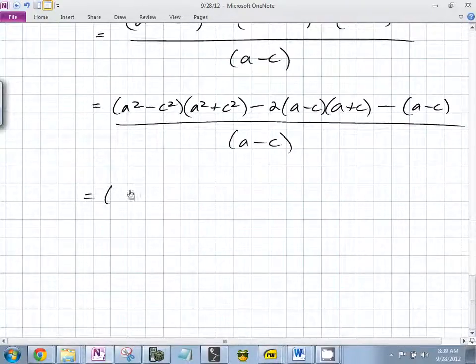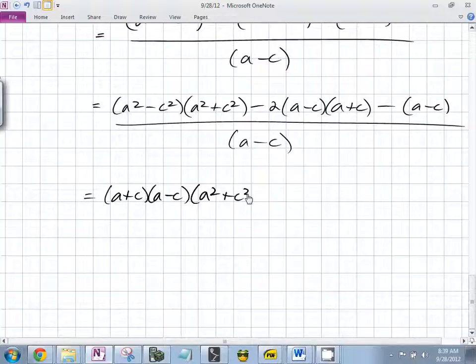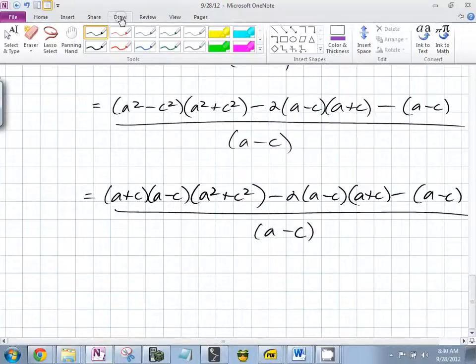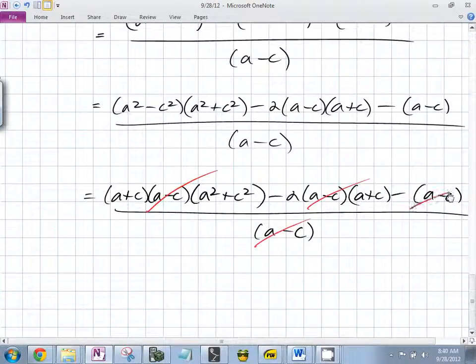So we have a plus c times a minus c times a squared plus c squared, minus 2 times a minus c times a plus c, minus a minus c. That's a lot of a's and c's, huh? But why is that nice now? Yeah, we can cancel out this, and that goes away, right? Yep. So we have to be really careful about what we're left with here.